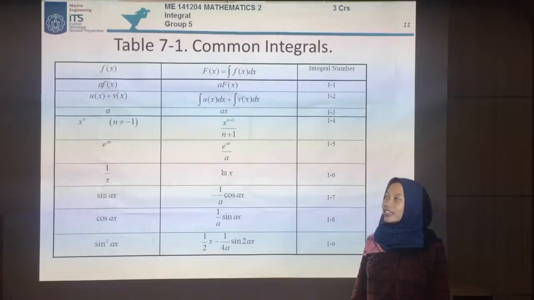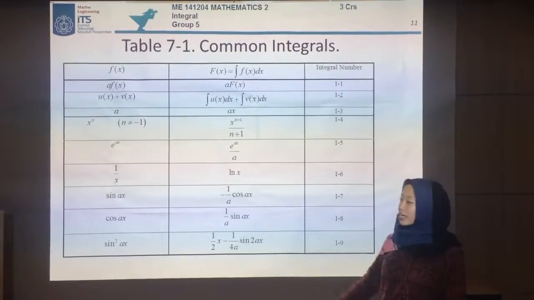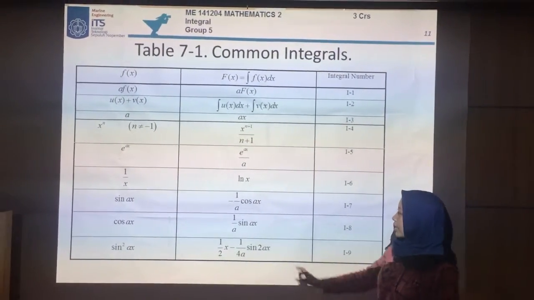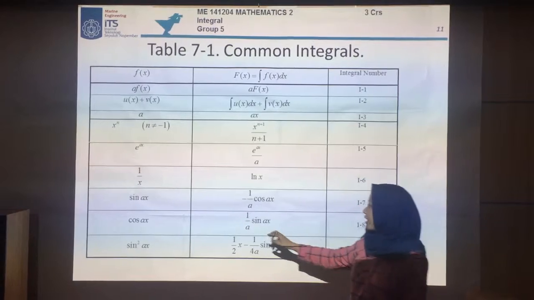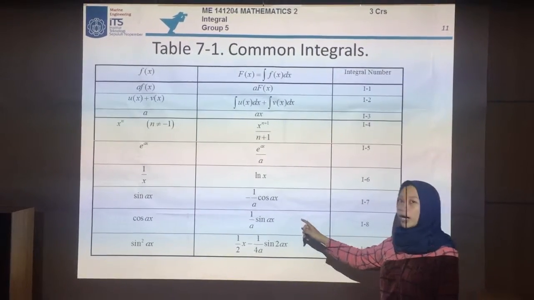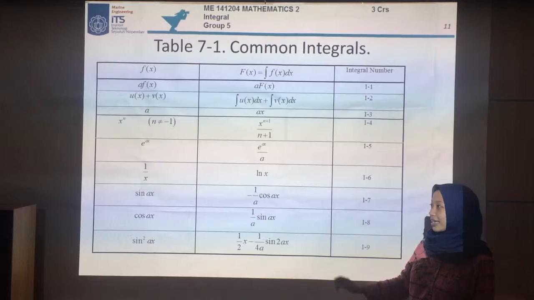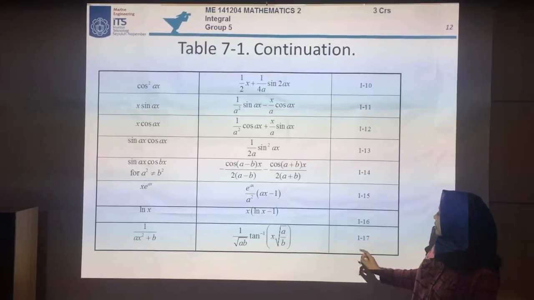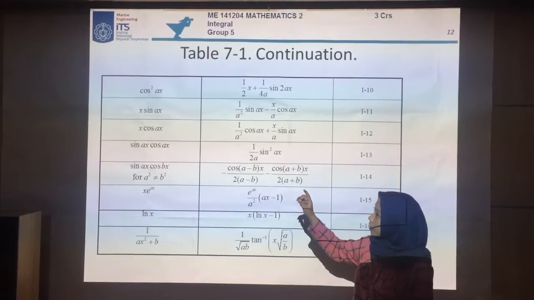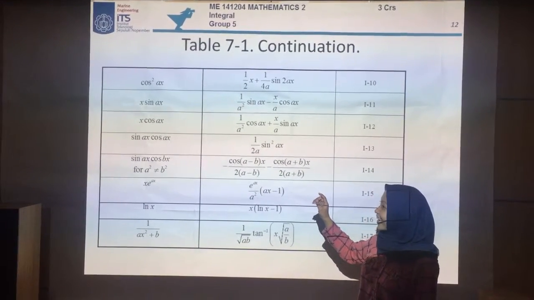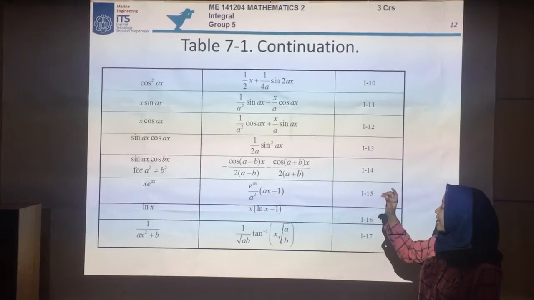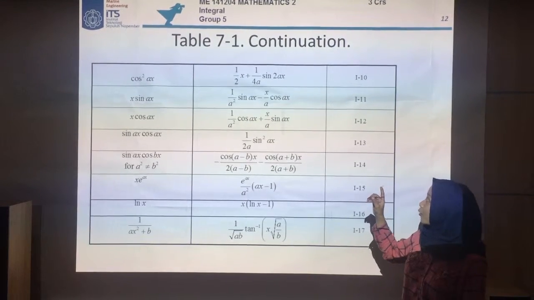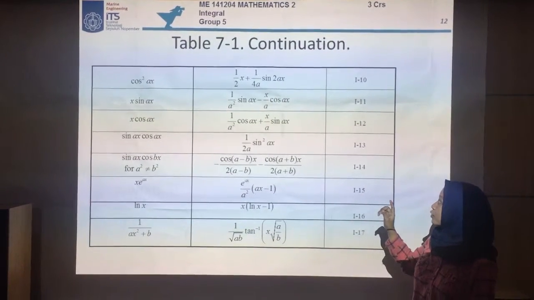Right. So here are the common integrals, and this is the initial, and this is the first integral. Like the example, sin ax, and the result is minus 1 per a cos ax. And the second example, cos squared ax, the answer is x per 2 plus 1 per 4a sin 2ax.